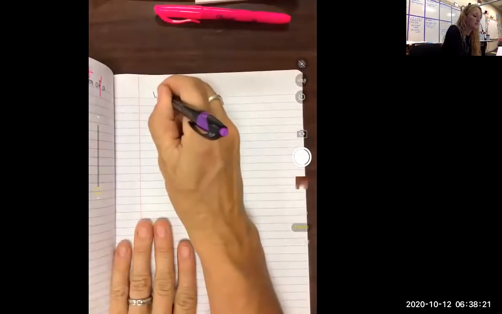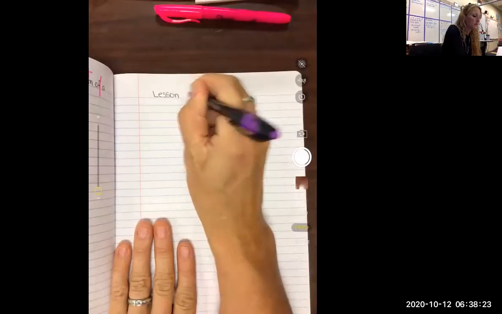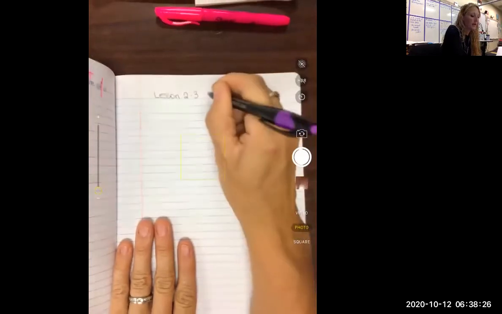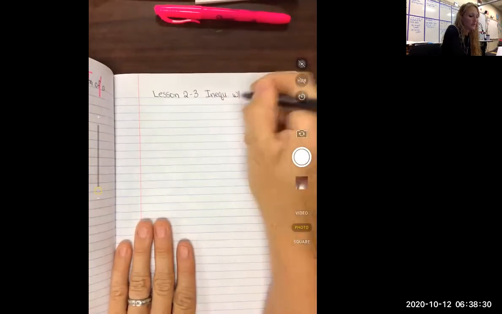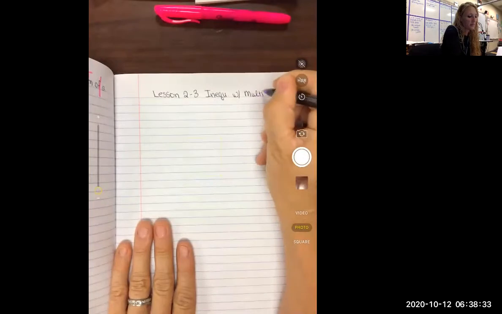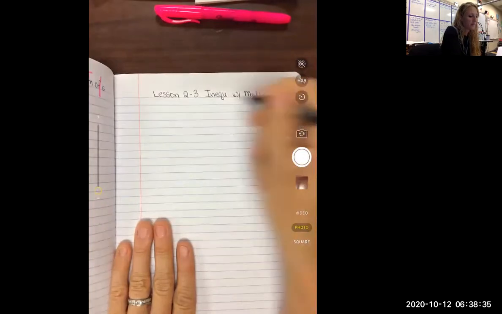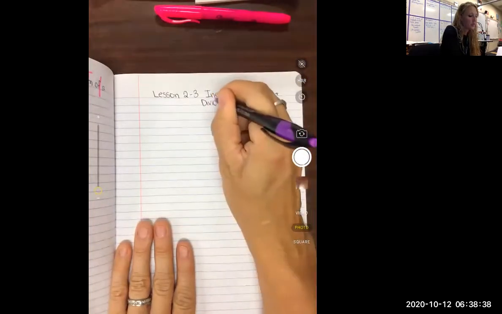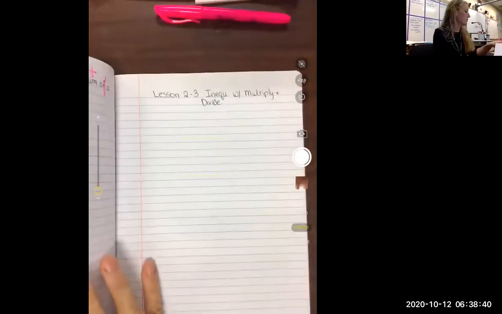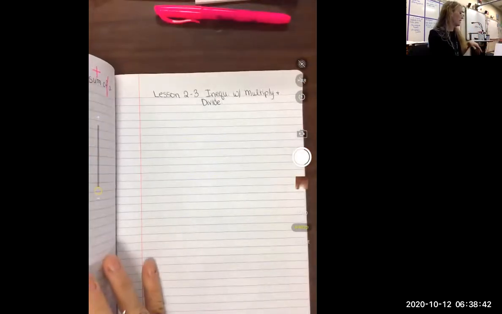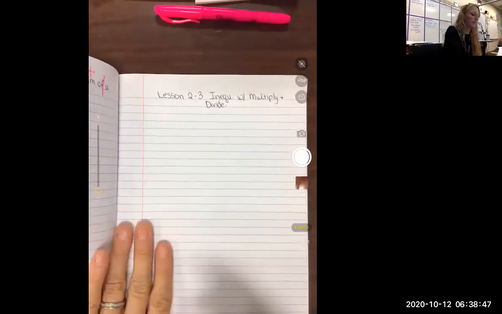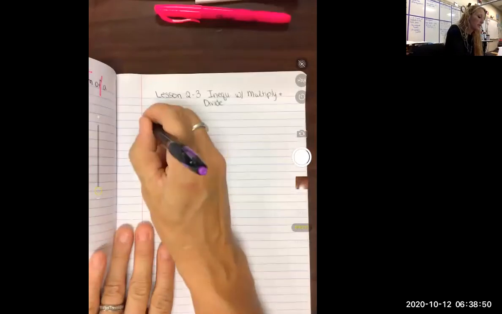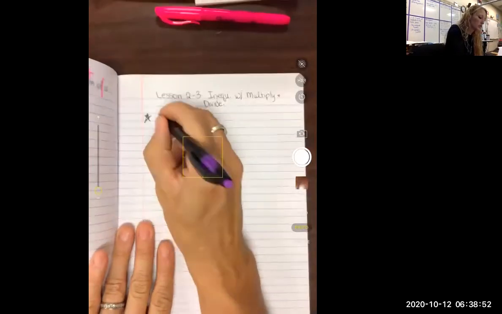Okay, so here we are at lesson 2-3, and this is inequalities with multiply and divide. So these are still one-step inequalities. We're just looking at one step, and we are going to be using multiplication and division to solve them, and then again, we're going to be graphing them. So here is our rule. So here is our special rule.